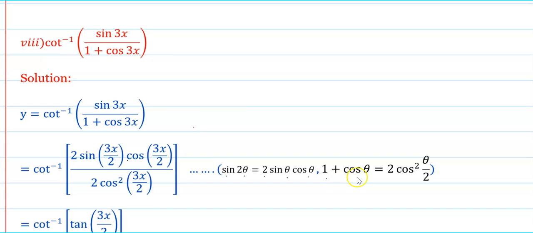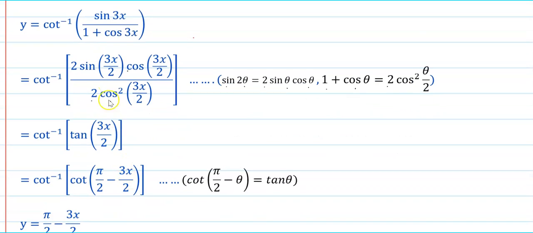Next, 1 plus cos of theta is equal to 2 cos square theta by 2. Means whatever the angle is, divided by 2. That is, you will get 2 cos square of the angle 3x upon 2. Now cos of 3x upon 2 and cos of 3x upon 2, the 2 will get cancelled. You will get sin of 3x upon 2 upon cos of 3x upon 2. Sin of 3x upon 2 upon cos of 3x upon 2 will become tan of 3x upon 2.